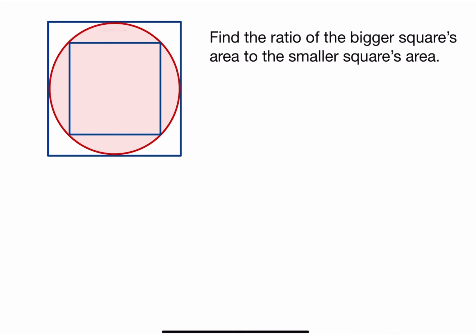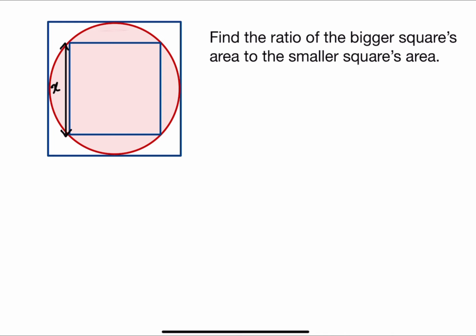Over here, we have a square, and inside that square we have a circle, and inside that circle we have another square. One thing we can say is that since they're squares, all four sides of each are equal. So we can name this x. The smaller square's side is going to be x.